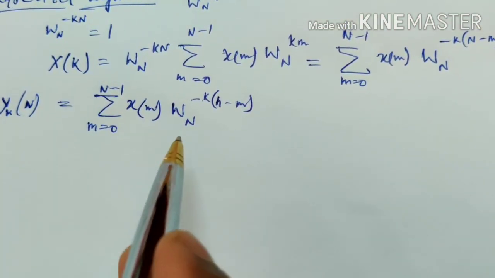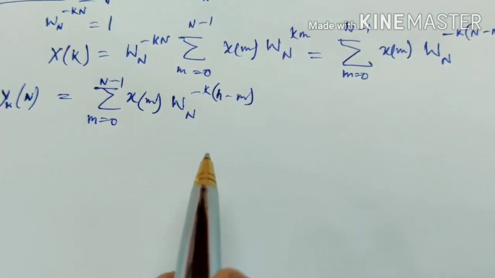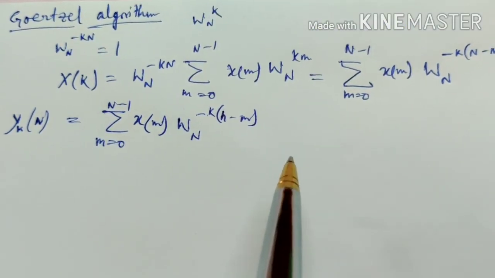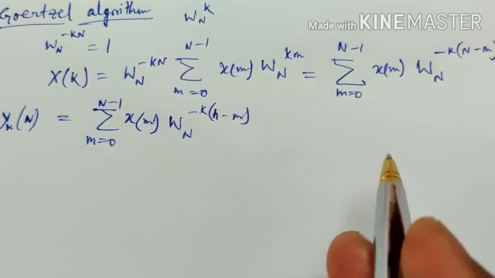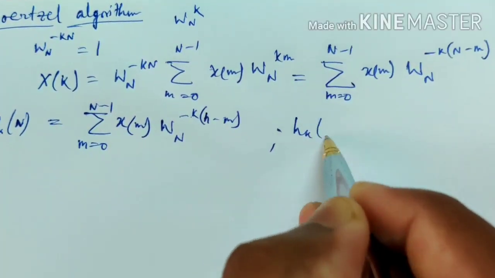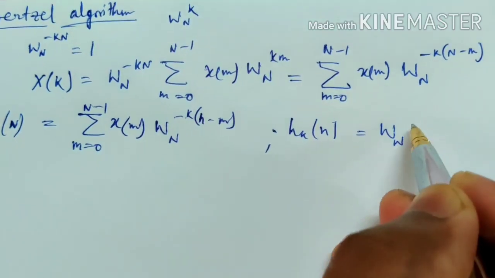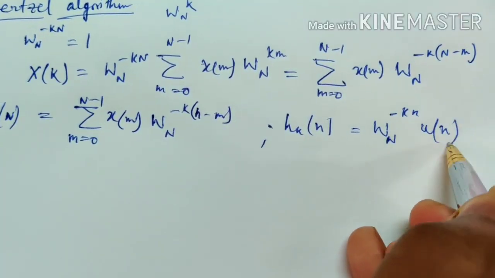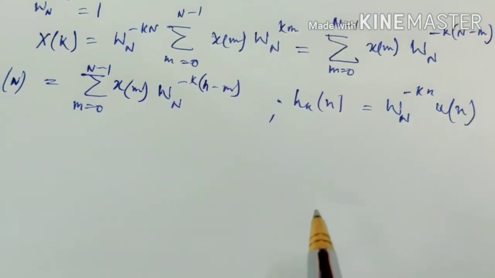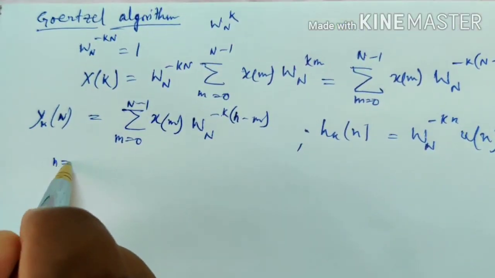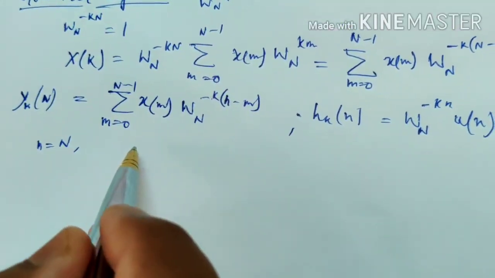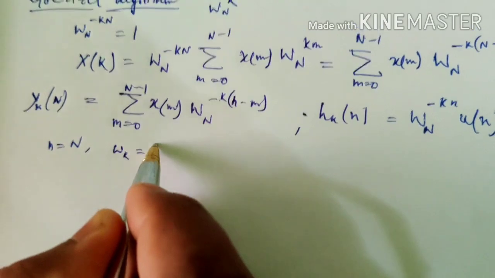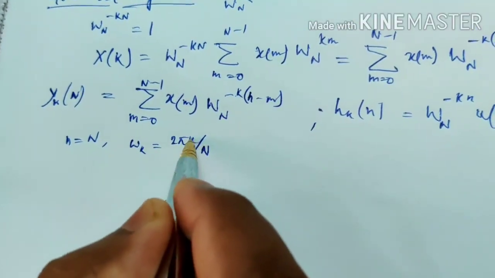then y_k(n) is the convolution of the finite duration input sequence x(n) of length n with a filter impulse response h_k(n) equal to omega n to the power minus kn u(n). So the output of the filter at small n equal to capital N gives the DFT at the frequency omega k, that is X(k) equals y_k(N).